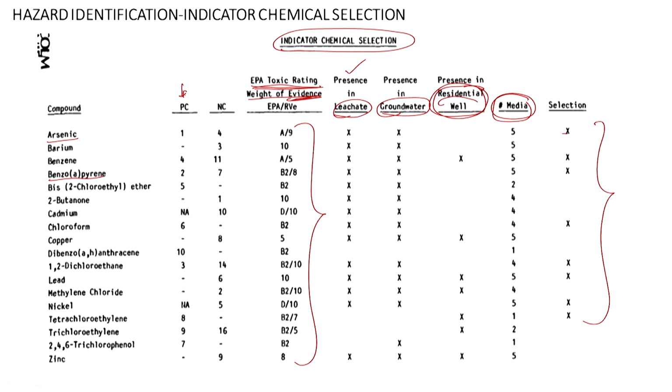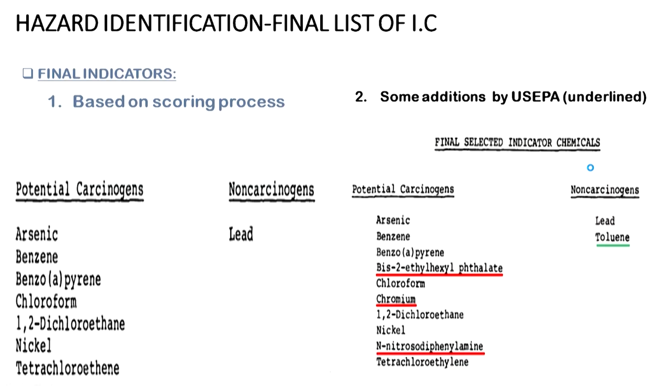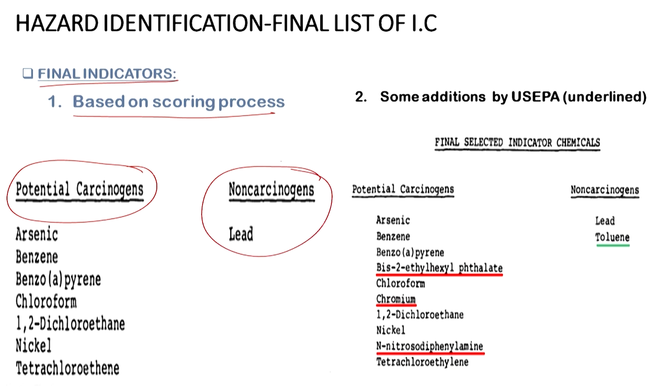So, what did they look at? Some of the rankings that they looked at earlier from the previous case, the EPA weight of evidence and its presence in different media or pathways, and also the number of media, and they chose based on that. I think we have a list here. So, here we have the final indicators. Based on the scoring process, they chose carcinogens and one non-carcinogen. This is what the study threw up.